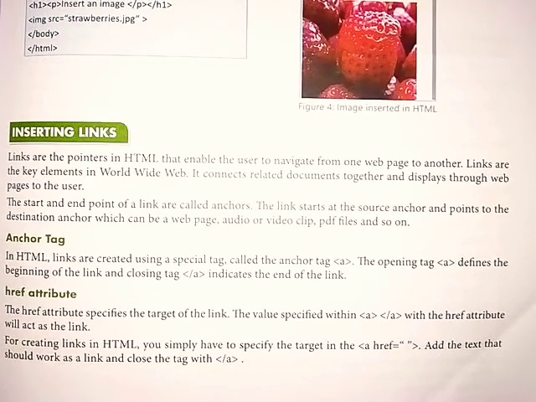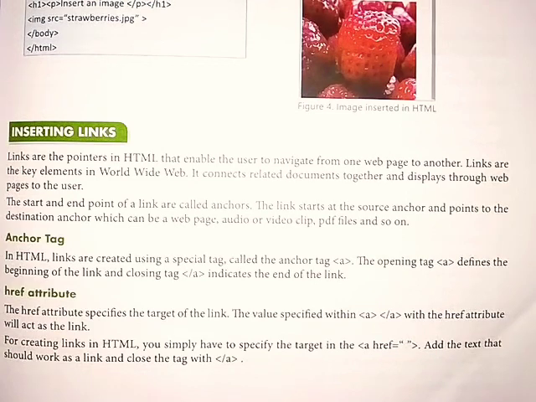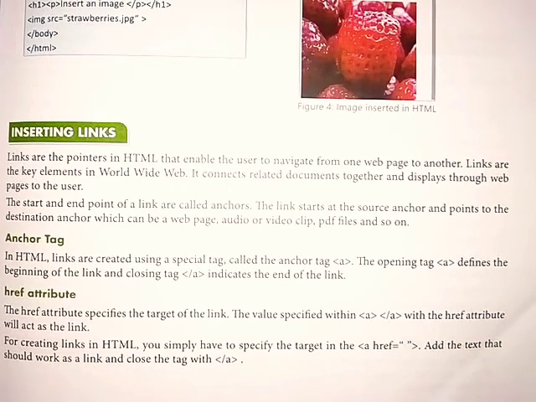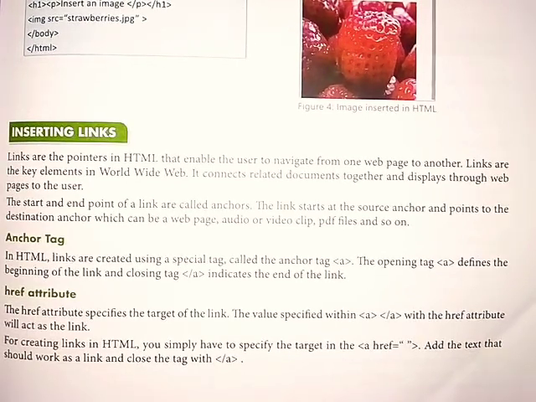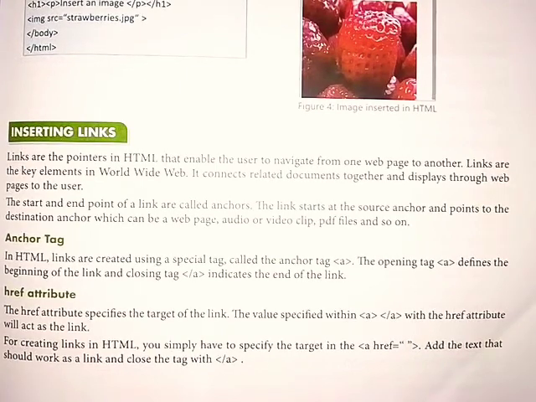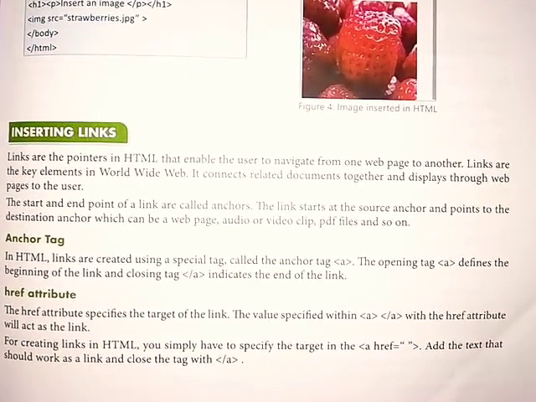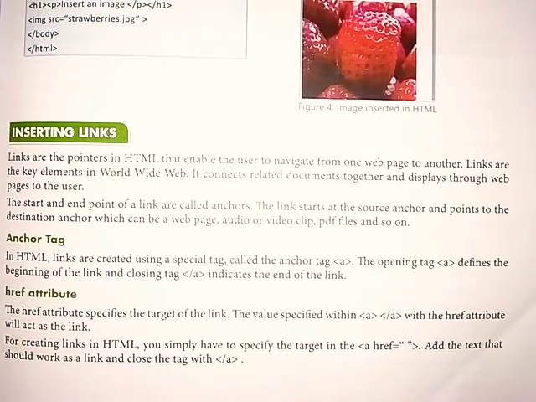The link starts at the source anchor and points to the destination anchor, which can be a web page, audio or video clip, PDF files and so on. Anchor tag. In HTML, links are created using a special tag called the anchor tag. The opening tag <a> defines the beginning of the link and the closing tag </a> indicates the end of the link. Href attribute. The href attribute specifies the target of the link.